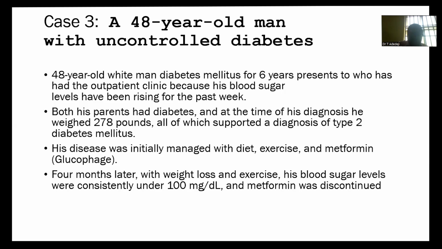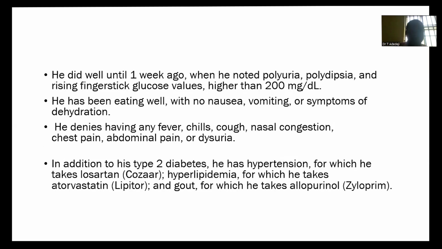His disease was initially managed with diet, exercise, and metformin, which is commonly called Glucophage. 4 months later, with weight loss and exercise, his plasma glucose was consistently under 100 milligrams per deciliter. That is around 5.55 millimole per liter. And then his metformin was discontinued due to that achievement of good, or what we can call excellent, glycemic control.